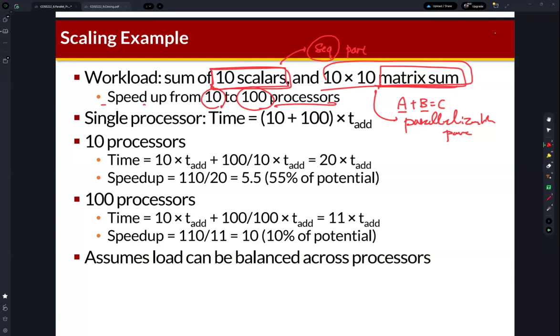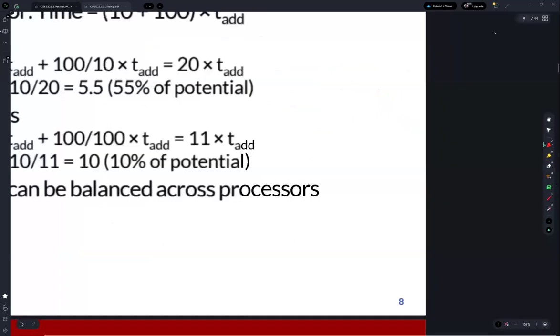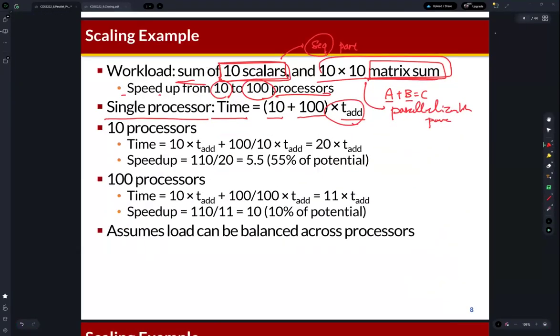Scalar is the sequential operation. This is a sum of 10 scalars, so we assume that the execution time of this sum is T add. Using a single processor, the execution time is 10, and then for the 10 by 10 matrix there are 100 elements, and we perform the sequential addition, so 100 T add. So this is the total execution time for a single processor. Then let us assume that we can apply 10 processors.